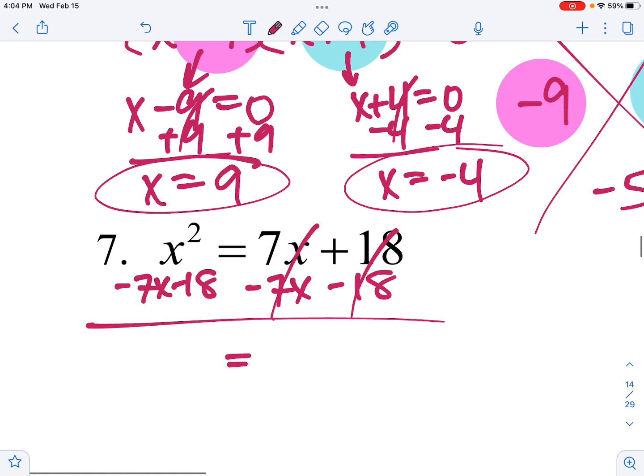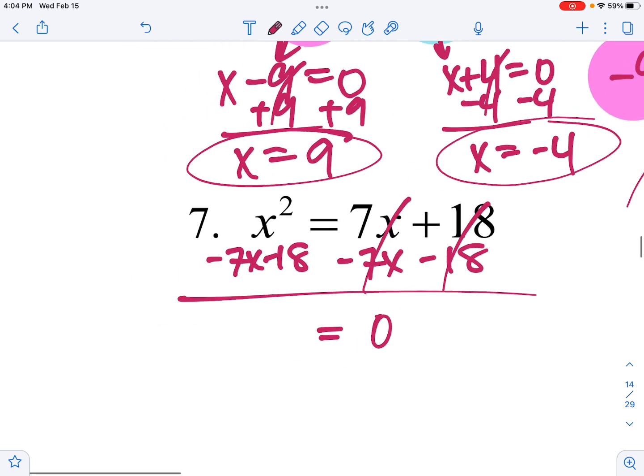That's what cancels everything on the right-hand side. And now I just have to write all of these things. I have an x squared and an x and a whole number. Those are all different. I can't combine any of those together. But I'm going to write x squared minus 7x minus 18.